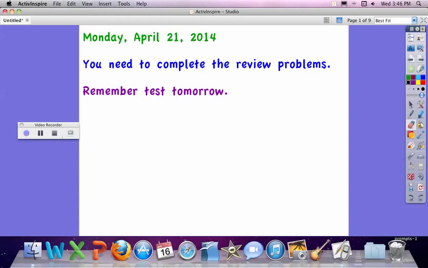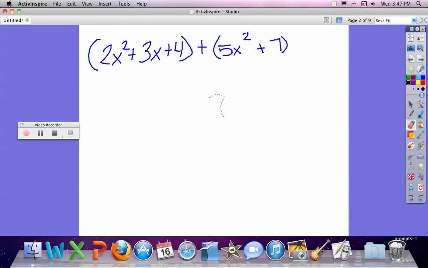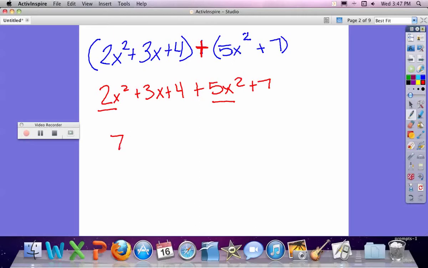We're going to look at a few examples just to remind you guys about the different topics we've been learning. Here, when I look at this problem, I see a plus sign between the 2 sets of parentheses. That tells me that I just drop the parentheses and then I combine like terms. X squared combines with x squared. I add those together, I get 7x squared. Here's a 3x. No other term has just an x, so that term doesn't have anything to combine with. I just bring it down.